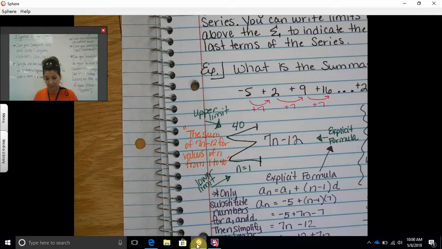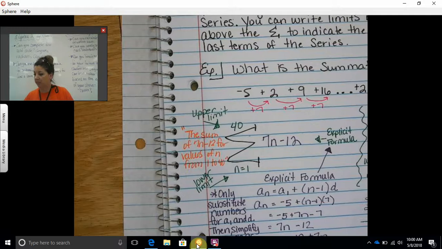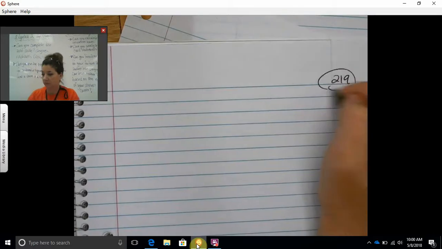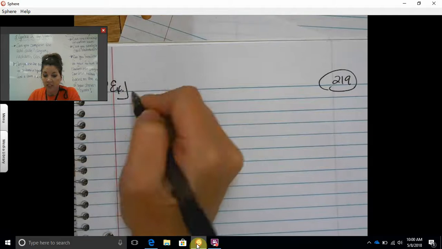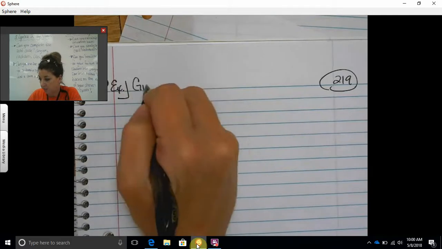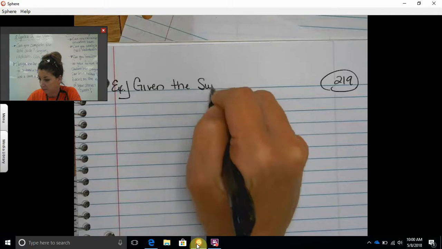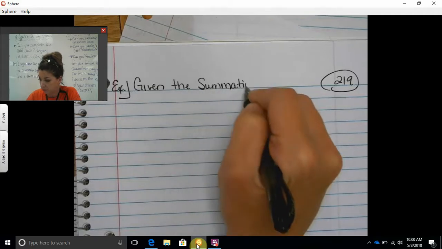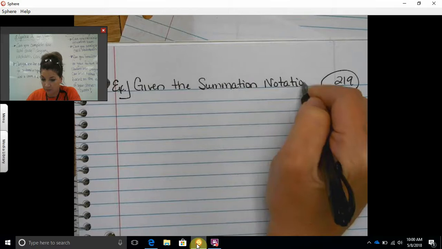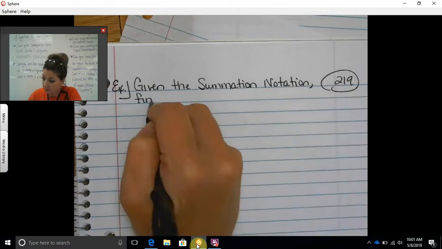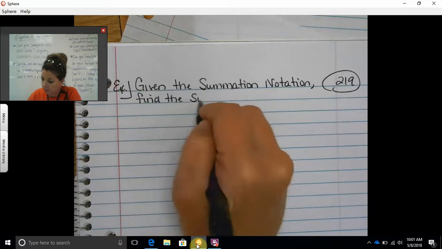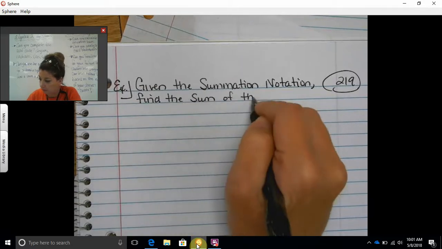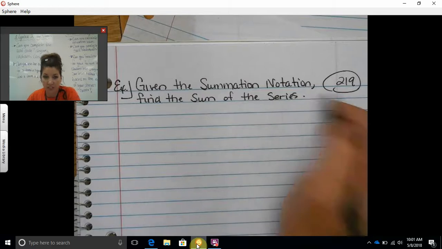Coolio? All right, page 219. Given a summation notation, find the sum of the series. So this time they're going to give it to us, okay?